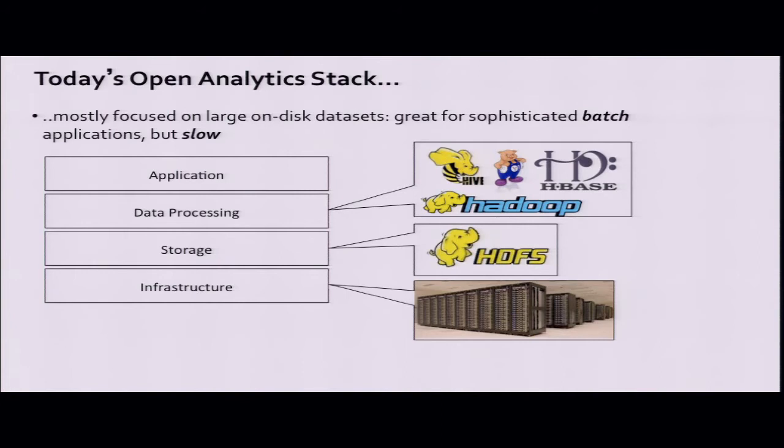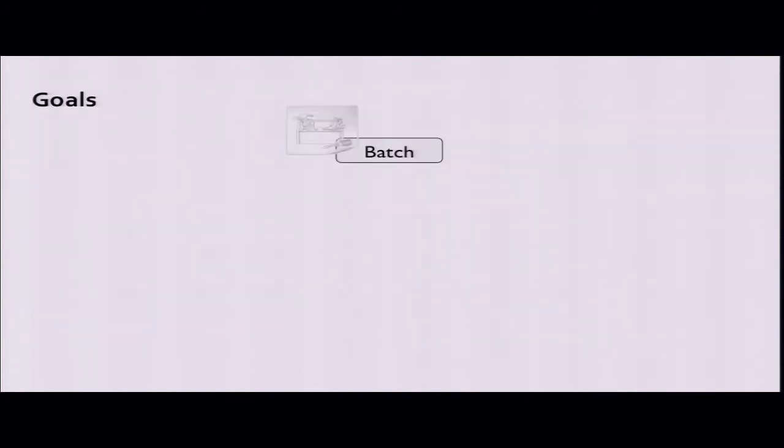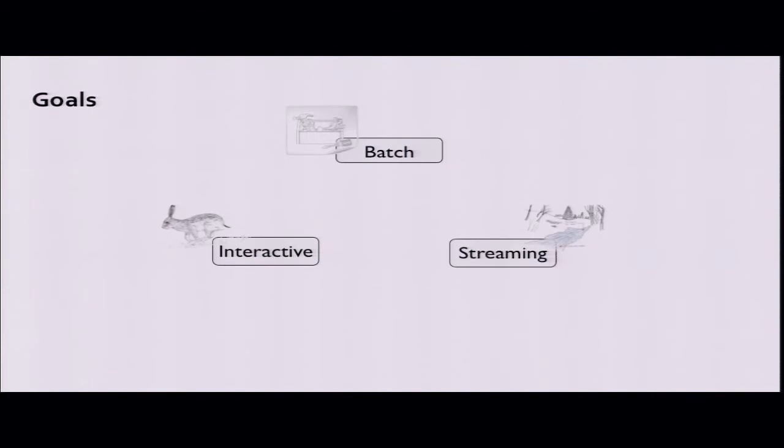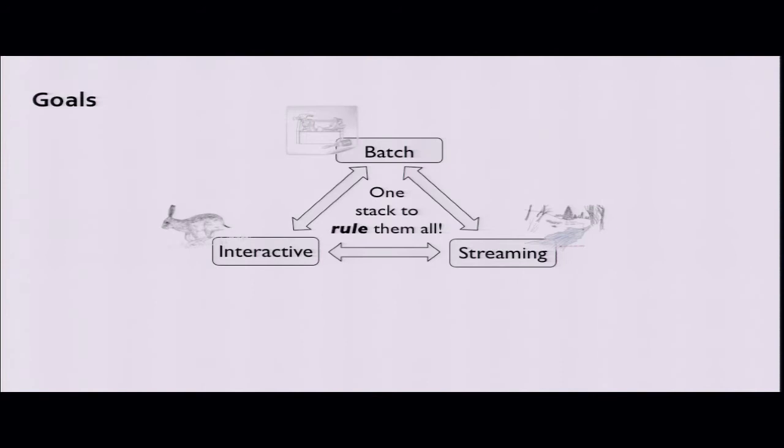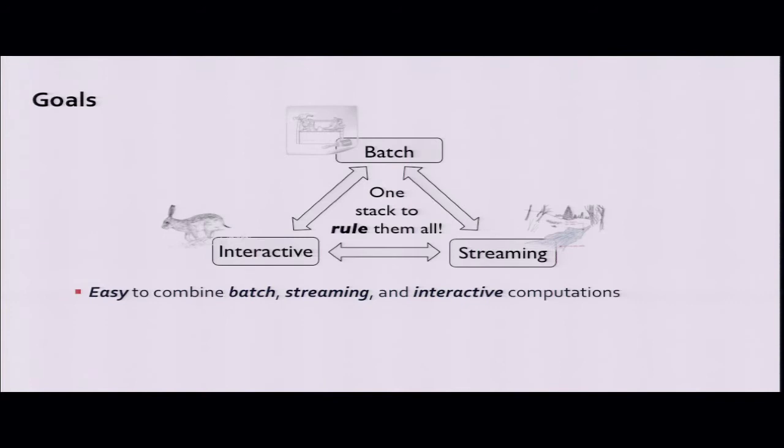So now, what are our goals? Well, first, we want to support all the basic computation processing models. We want to support batch processing, interactive processing, and stream processing, and we want to do that in only one stack. Not only do we want to support batch, interactive, and streaming processing, but we want to allow the user to easily combine these models, so you can write applications which combine all of them.